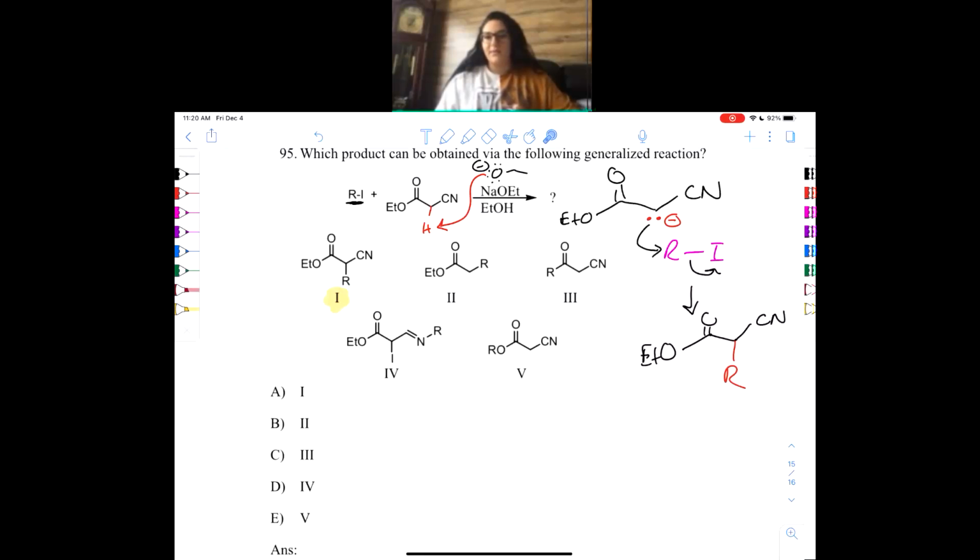And then someone asked, why wouldn't this be considered an acetoacetic ester synthesis? And so 2 reasons. 1, because we only have one ester. In order to do the acetoacetic ester synthesis, you would need a ketone on the other side. Plus, in order for it to be the acetoacetic ester synthesis, you would need this reagent followed by NaOH and water, followed by heat. So you need all 3 of those steps in order to have the acetoacetic ester synthesis. You're welcome.